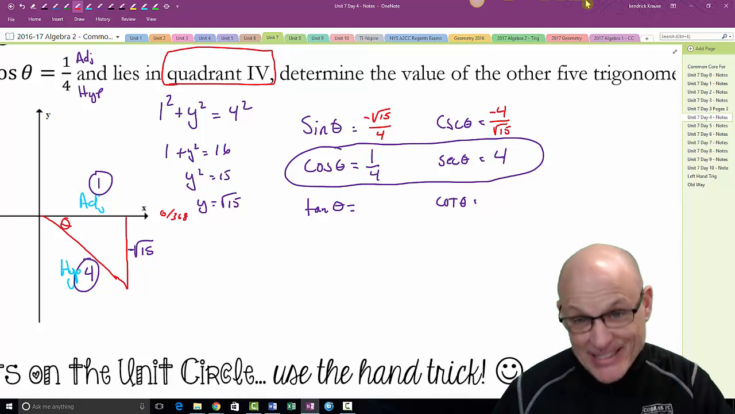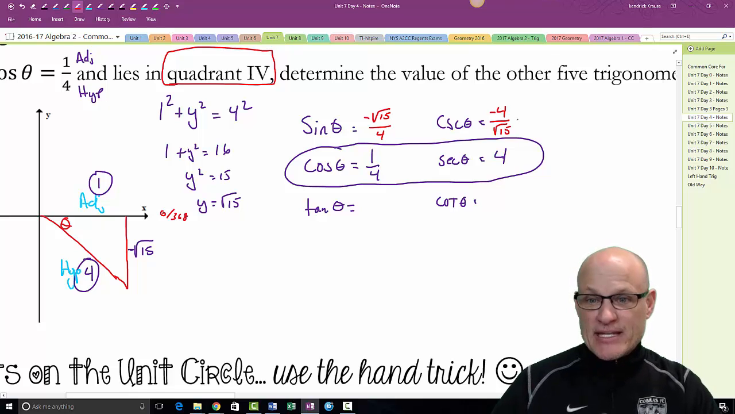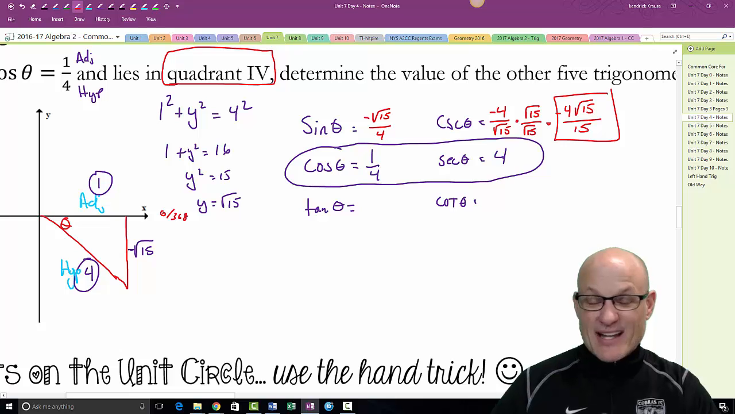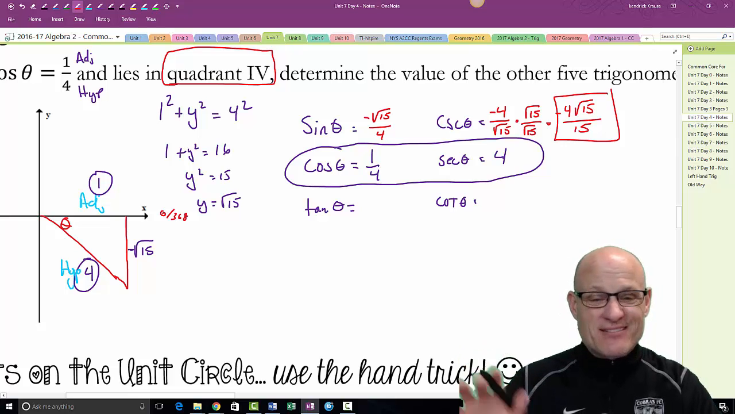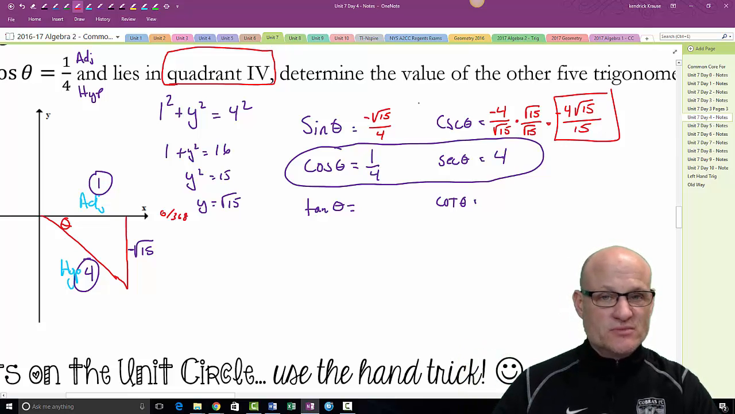Now, you can't leave it like that, my kids. You have to actually rationalize the denominator by multiplying by the square root of 15 over the square root of 15. So you get negative 4 square roots of 15 over 15. So that's actually what that one's equivalent to. That's the exact value. Don't start punching that stuff in your calculator and give me them dumb decimal values. Drive me crazy.